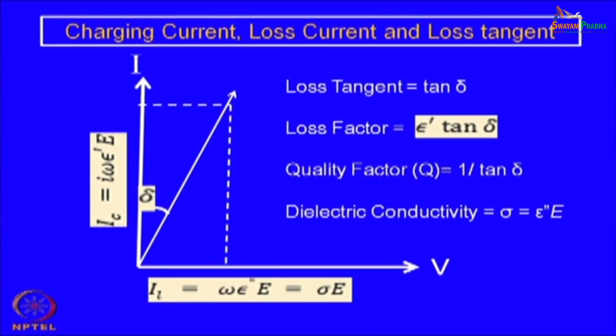So, that is quality factor, and finally, which we have already discussed, the dielectric conductivity sigma, that is epsilon double prime multiplied by the electric field E. So, dielectric conductivity also is a parameter which determines how much the leakage current is, and the higher the leakage current, the higher will be the tan delta and the lower will be the quality factor. And the loss factor will also be high. So, these are the 4 parameters based on this angle between the resultant and the current axis.